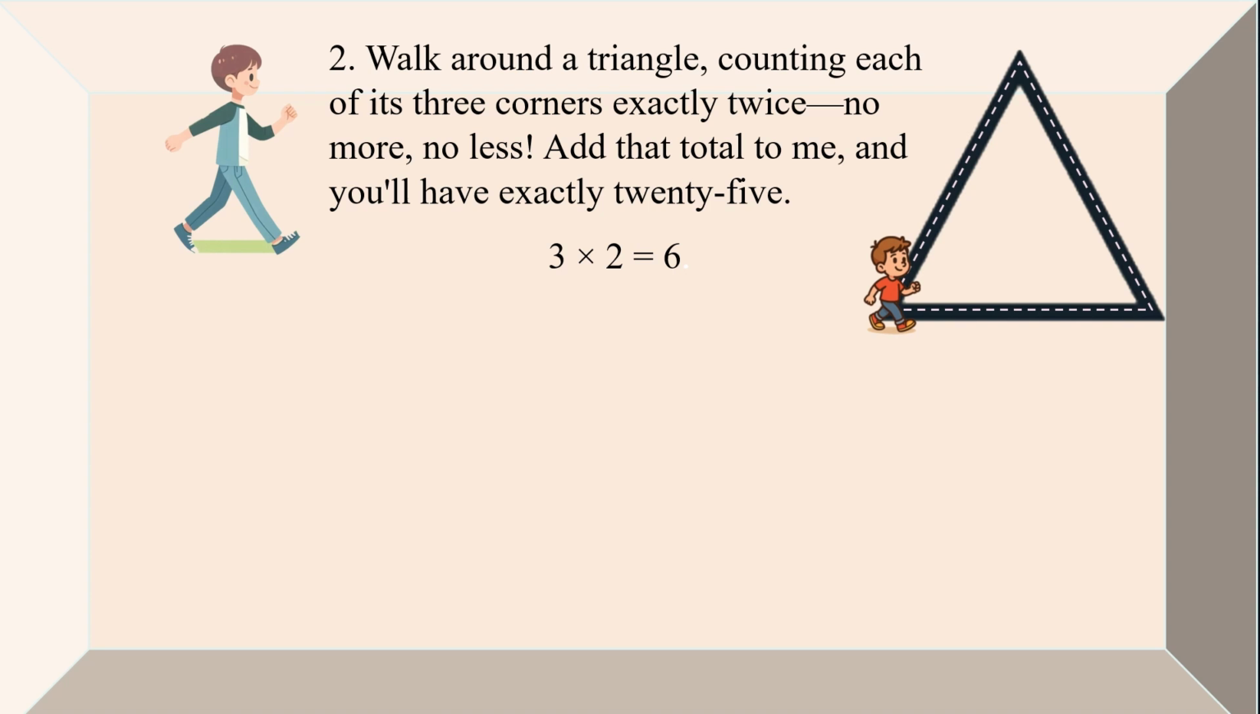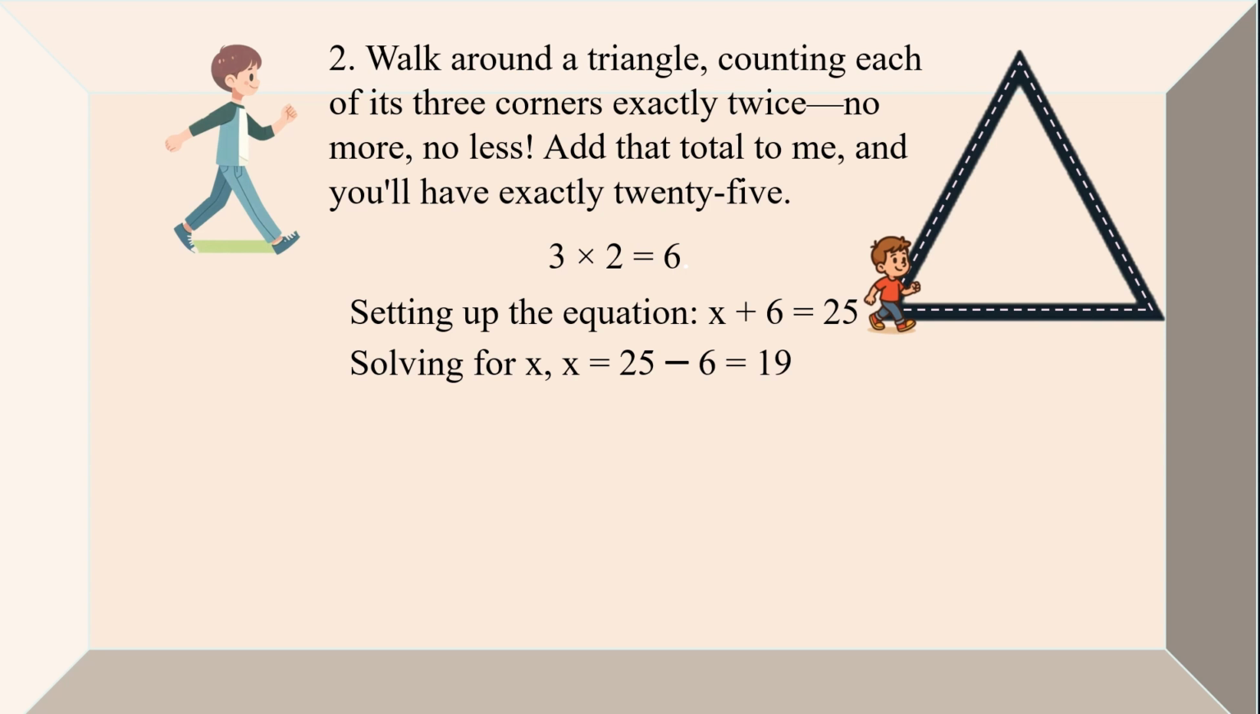Now the next part, add that total to me. That means it is going to be x plus 6 and you will have exactly 25. So when you set up the equation, it is going to be x plus 6 is equal to 25. Now you have to solve for x using the method of transposition. So you have x is equal to 25 minus 6, which is equal to 19. So the answer is 19.